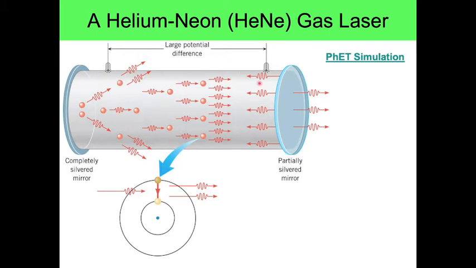Okay, and then the photons produced inside this chamber will travel left and right, back and forth, amplifying more and more photons. And this can be shown. I want to show this with a simulation.